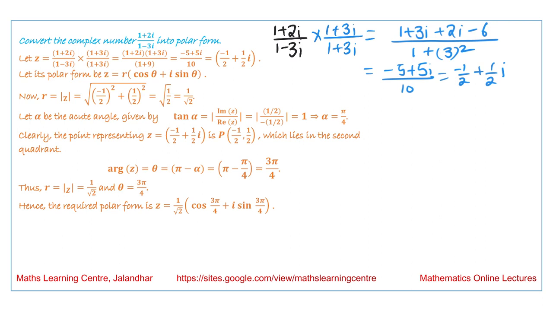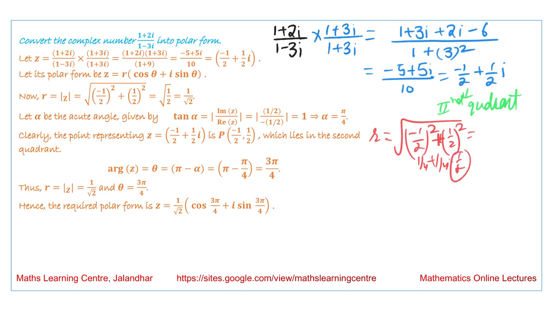So this number lies in the second quadrant. The value of r is the square root of (minus 1 by 2) square plus (1 by 2) square. So the answer comes out to be 1 by 4 plus 1 by 4, that is equal to 1 by 2, so r comes out to be 1 by square root of 2. And for the value of theta, we calculate tan alpha, that is equal to mod of 1 by 2 over minus 1 by 2, so that is equal to 1. So this implies that the value of alpha is equal to pi by 4.